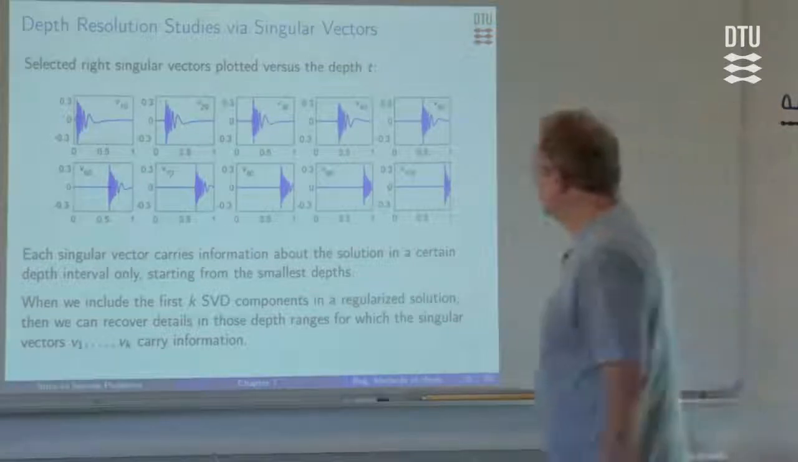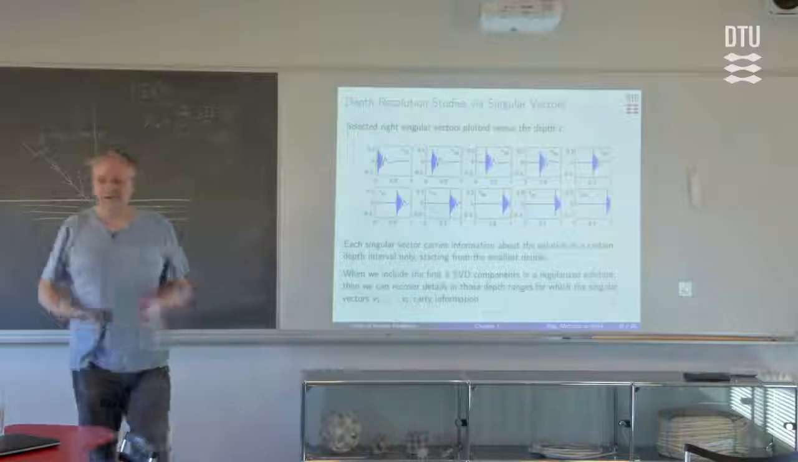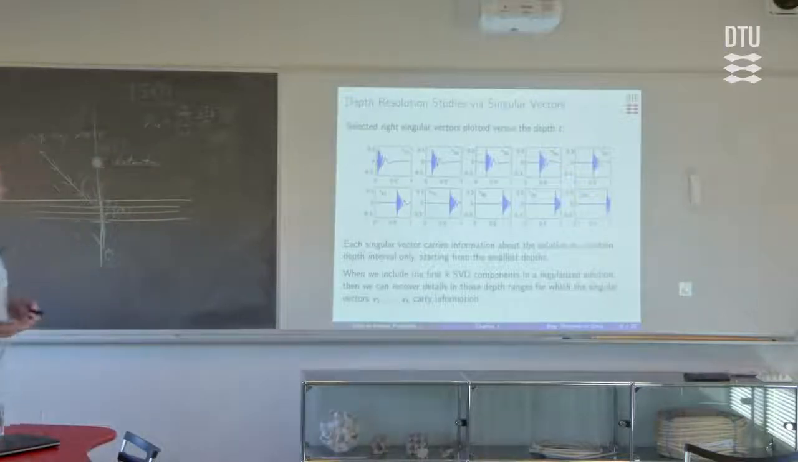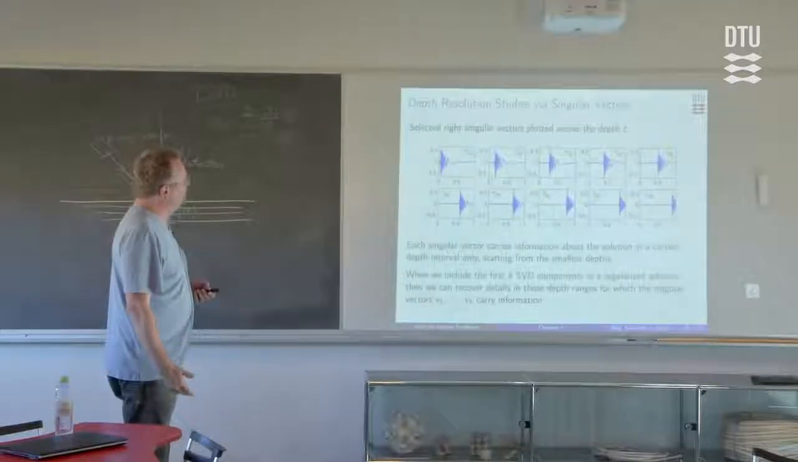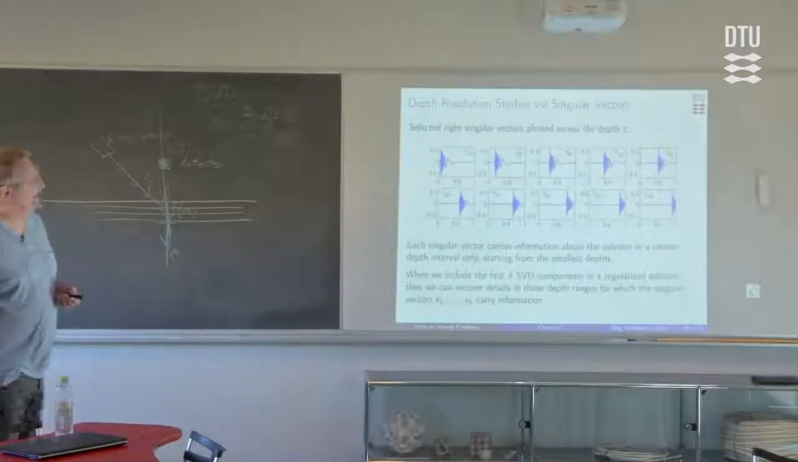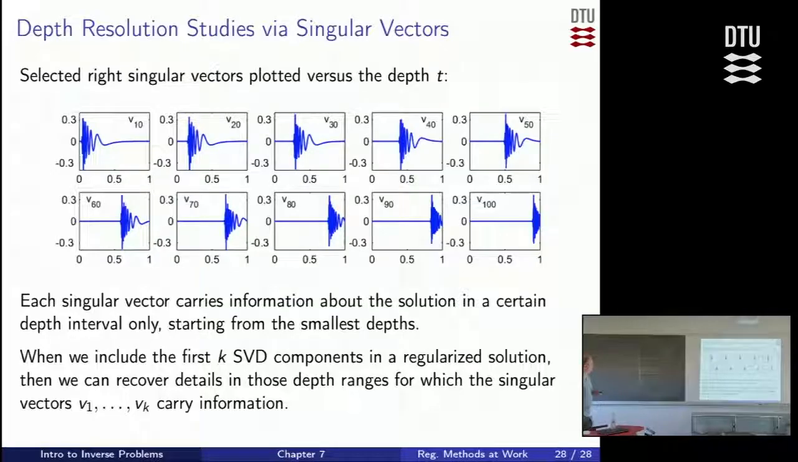So, wow. So the message of this example here was twofold. One was to illustrate that a variable transformation was a good idea, and the other is that it's sometimes really, really interesting to look at the right singular vectors, the basis for the regularized solution, because they can give you some really cool and interesting information that might be useful when you do a reconstruction. Okay, we're going to finish here.